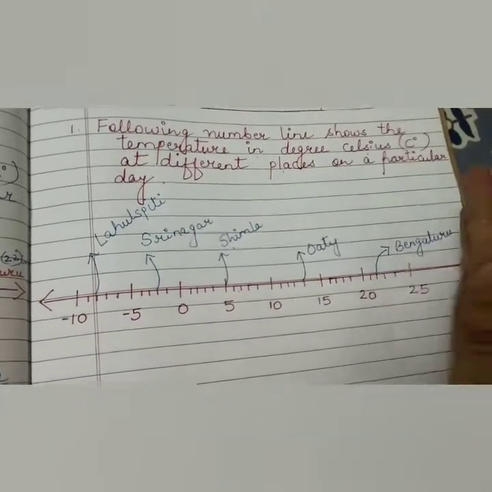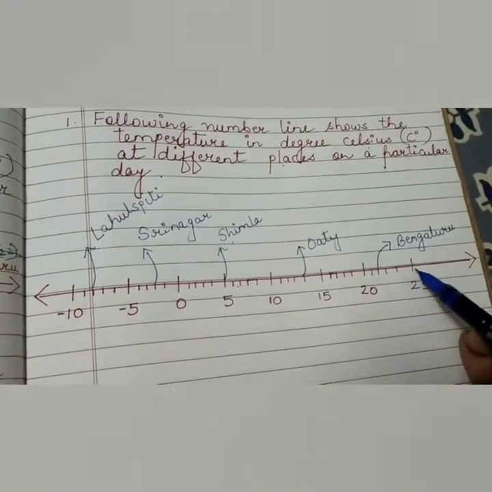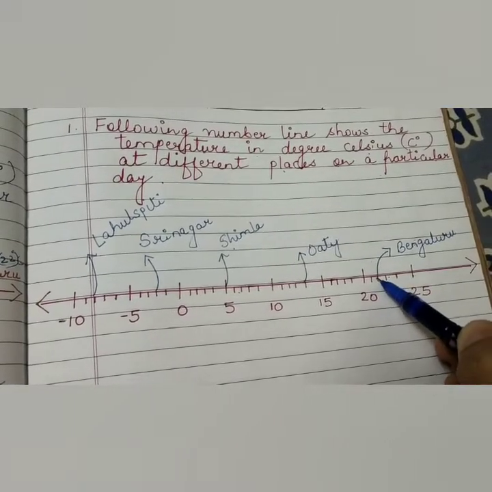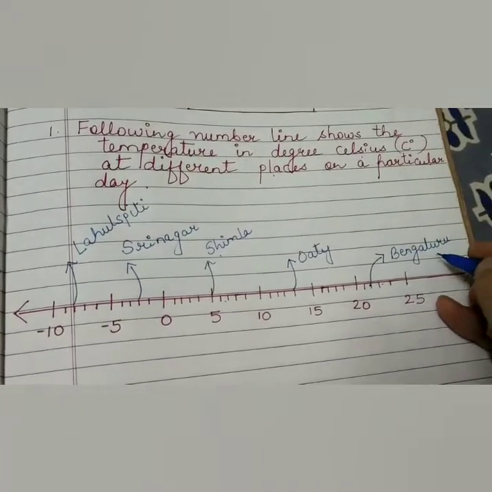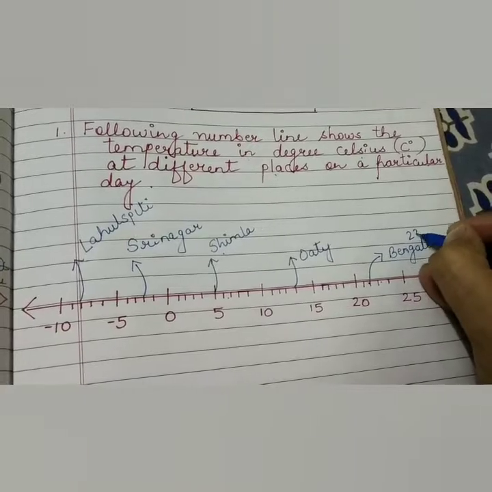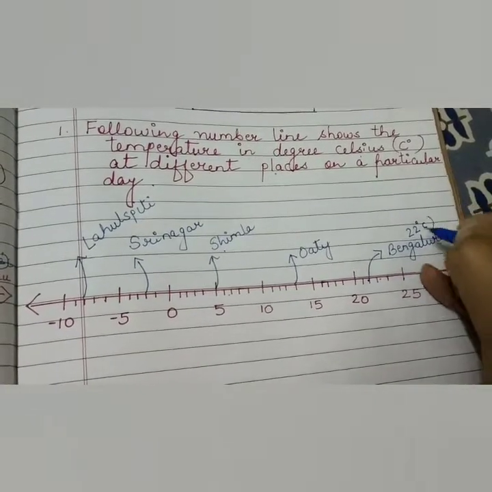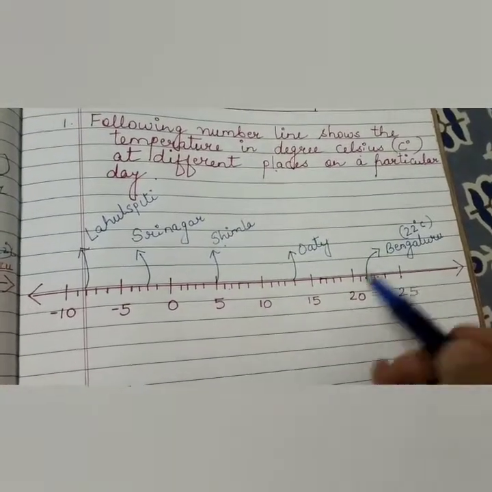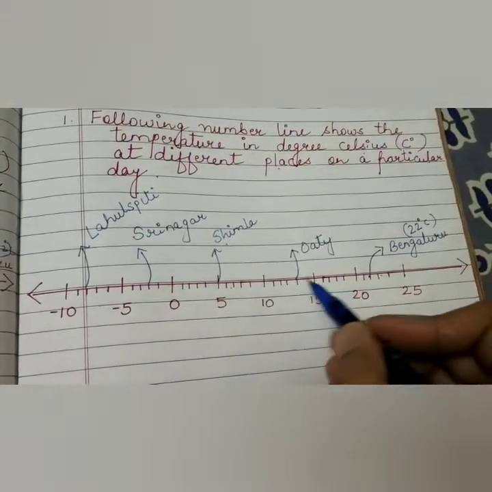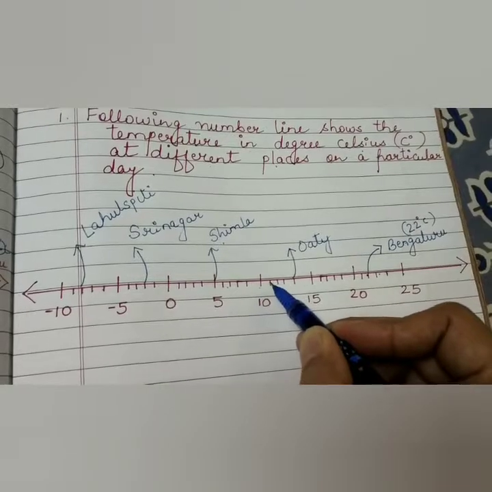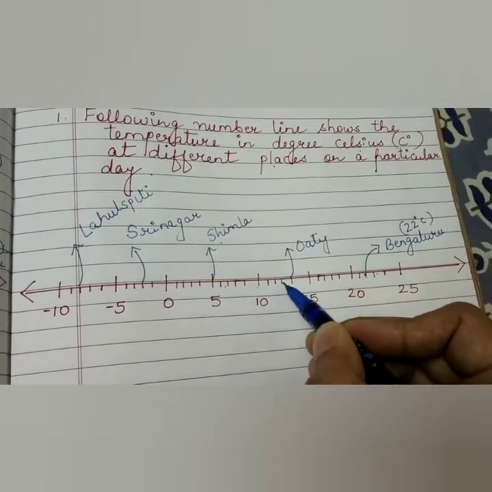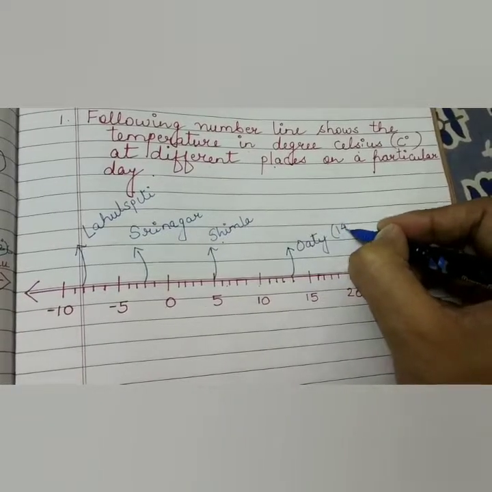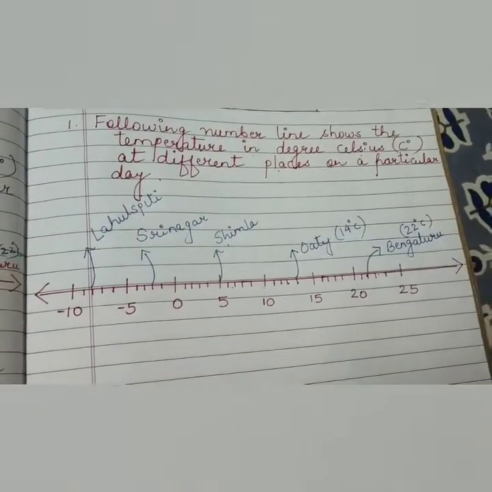So we will move from here. Now this is 25, this is 24, this is 23 and this is 22. So the temperature of Bangalore is 22 degrees Celsius. You can use your pencil to write these temperatures. Now Ooty. This is 10, this will be 11, 12, 13, 14. So the temperature of Ooty is 14 degrees Celsius.